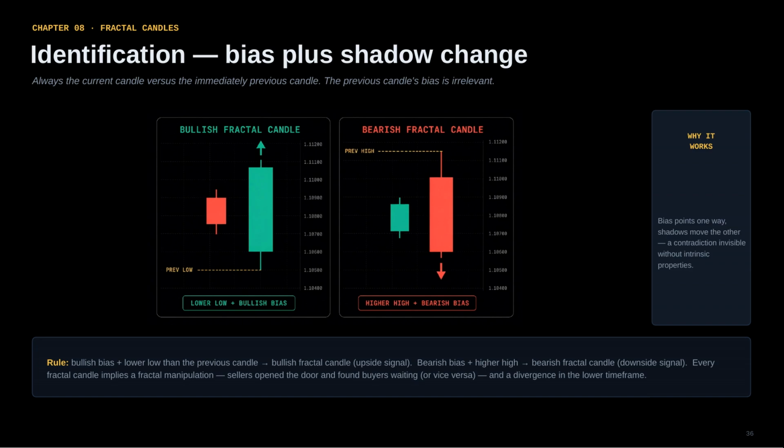Why does this work? Because it's a contradiction. The bias goes one way, while the shadows move the other. Sellers produced a lower low and found demand strong enough not only to flip the bias, but sometimes to print a higher high too. Sellers opened the door and found strong buyers on their way. Every fractal candle implies both a fractal manipulation and a divergence in the lower time frame.